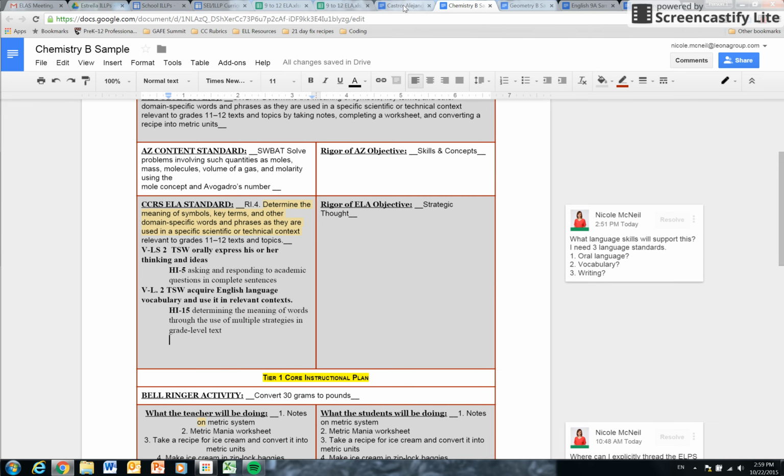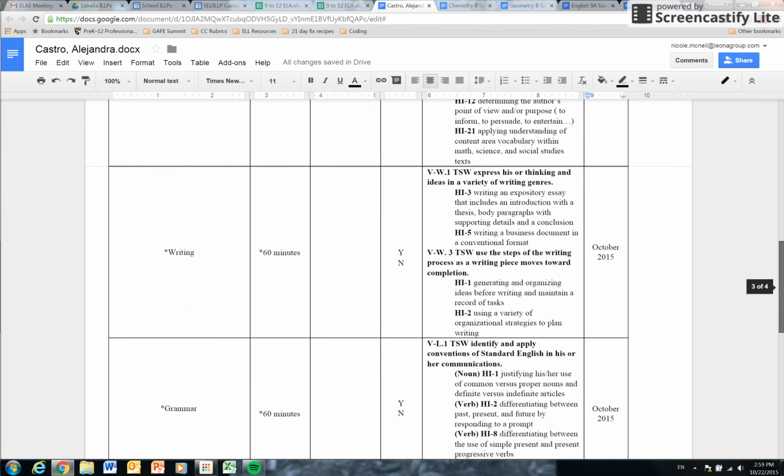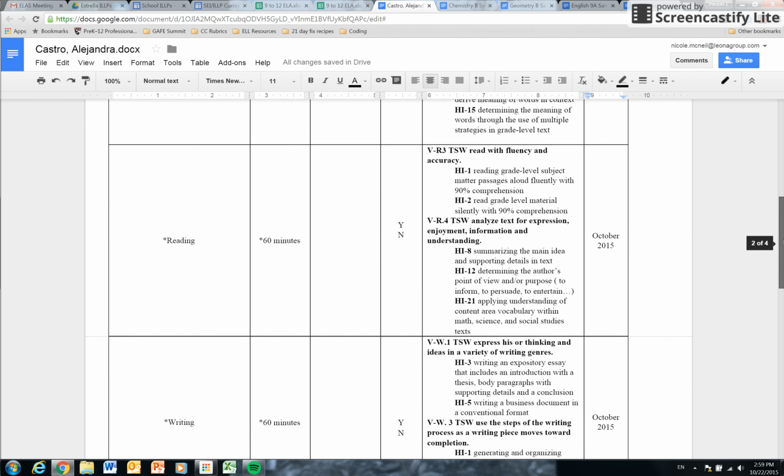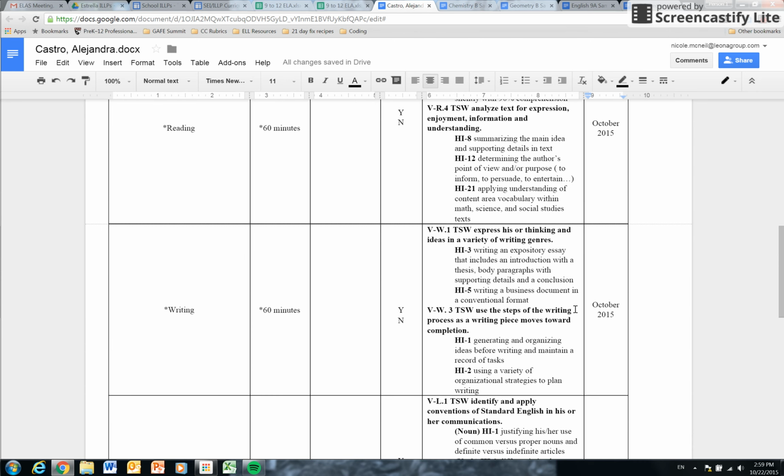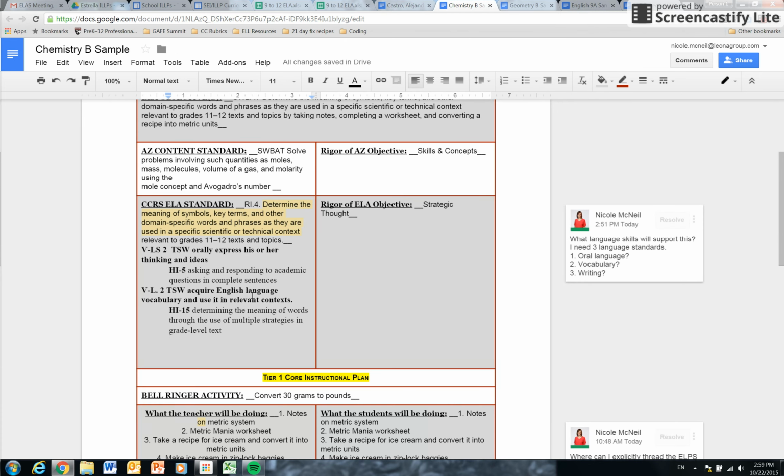So I'm going to go back to my Attachment A. I'm going to go down to the writing section, and I'm going to find one that would help my students write a better recipe. And I think it would be this one. I want them to use a variety of strategies to write their recipe. So I'm going to go ahead and copy the whole thing, go to chemistry, Control V and paste it.